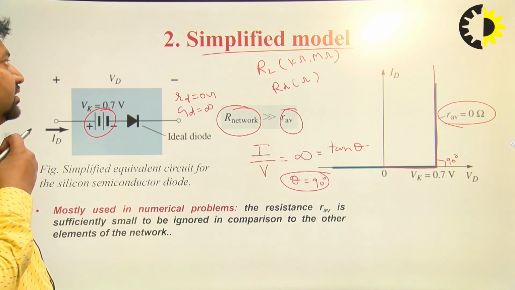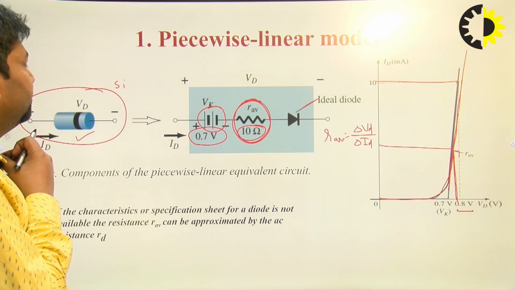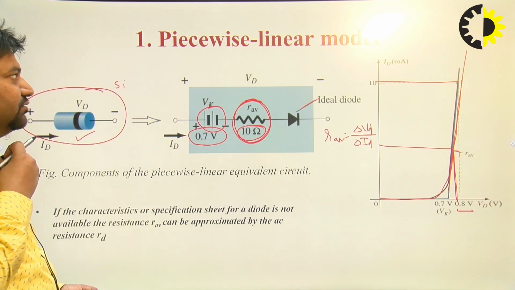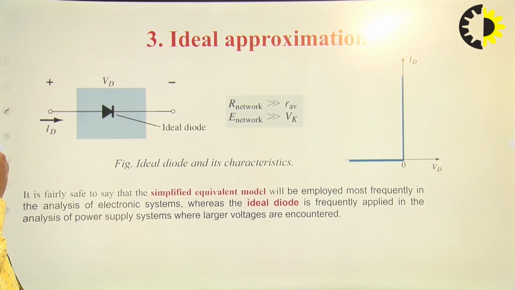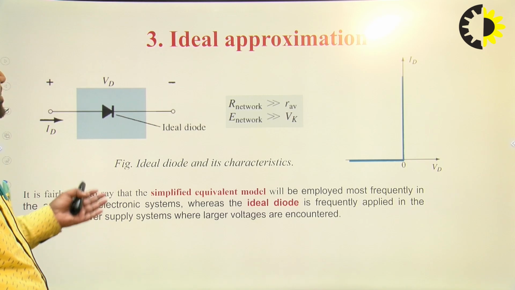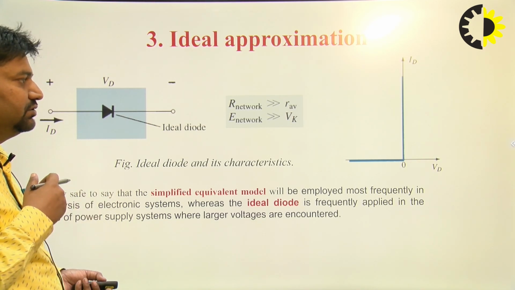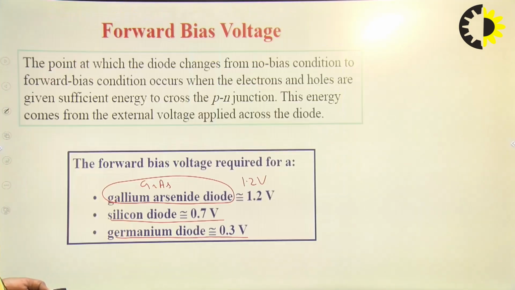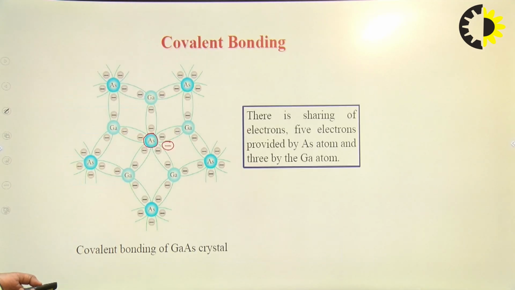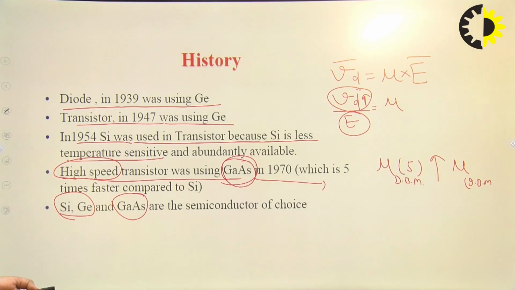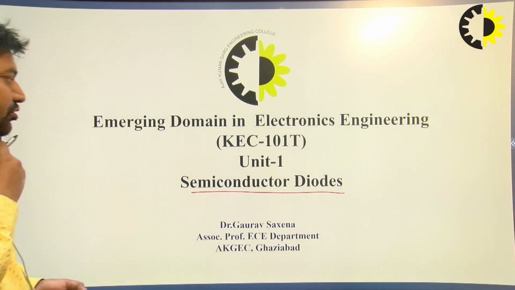Today I was just giving a brief idea of the PN junction diode, and in the next slide we will cover the ideal approximation model of the PN junction diode. The book I referred to is by Robert Boylestad. You can use this book to make your PPT.